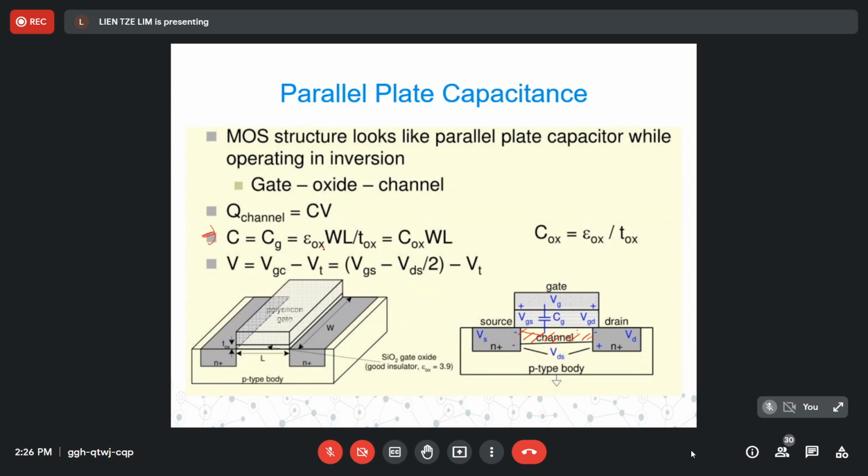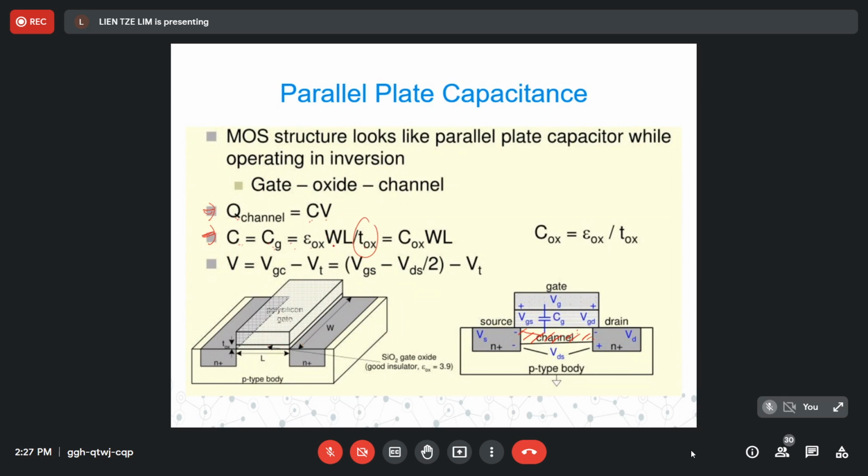Just now there was a formula that relates the current to the capacitance. Now there is another formula that relates the charge. This is the charge at the channel, related to the capacitance and the voltage. To calculate the parallel plate capacitance we can use this formula. This is the gate capacitance, equal to epsilon multiplied by the width and length, divided by the thickness. This is the thickness of the silicon dioxide, and the width and length are determined by the dimensions of the gate.